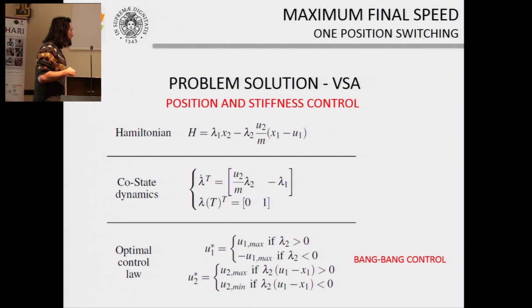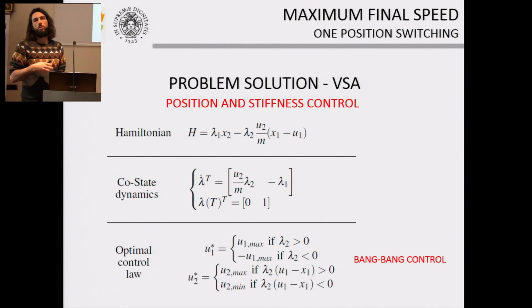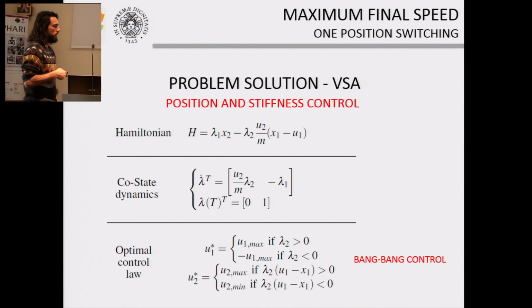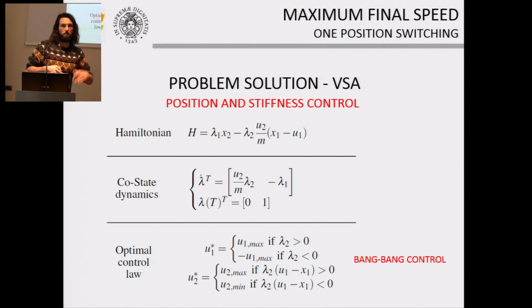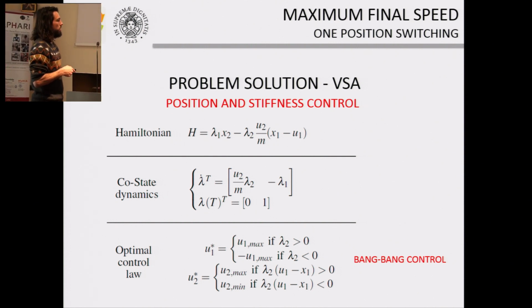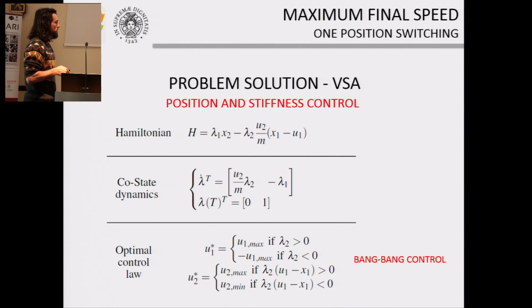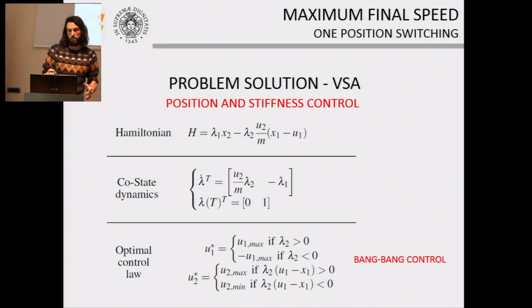So, first interesting thing is that also for the stiffness, the optimal control law is bang-bang-like. So the optimal way to change the stiffness in a task like this one is to switch it from the minimum to the maximum value. And the switching function here depends on the product of a co-state and the difference between the control and the position of the actuator. That is basically the deflection of the elastic transmission.